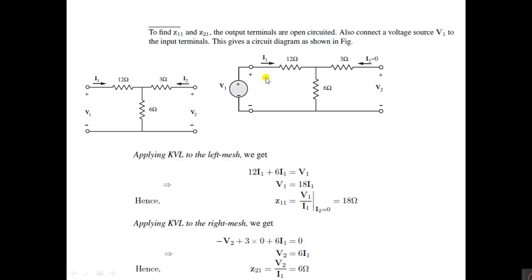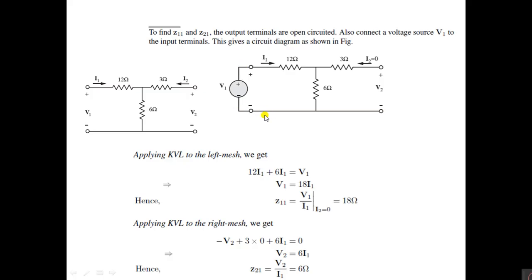First case, we need to find out Z11. For Z11, V1 and I1 is enough. The ratio of V1 and I1. For that, first step, make the output port terminal open, that is open means I2 equal to 0, and connect a voltage source V1 in port 1.